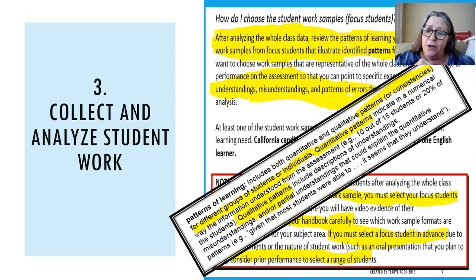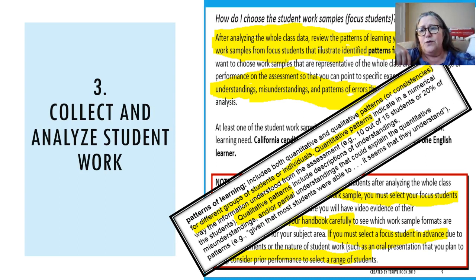After you look at students' work, you can ask yourself, what were some common things that they all seemed to understand? What were some common things that they all seemed to misunderstand or struggle with? And were there any partial understandings? You're going to be looking at this quantitatively and qualitatively. Quantitatively means that you're going to be saying things like 10 out of 15 students or 20% of the students did not understand such and such. But qualitative patterns is a description of understandings or misunderstandings or partial understandings that explain the quantitative patterns.